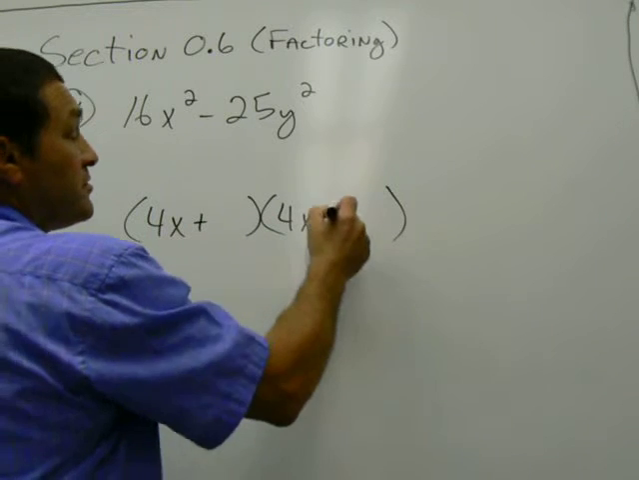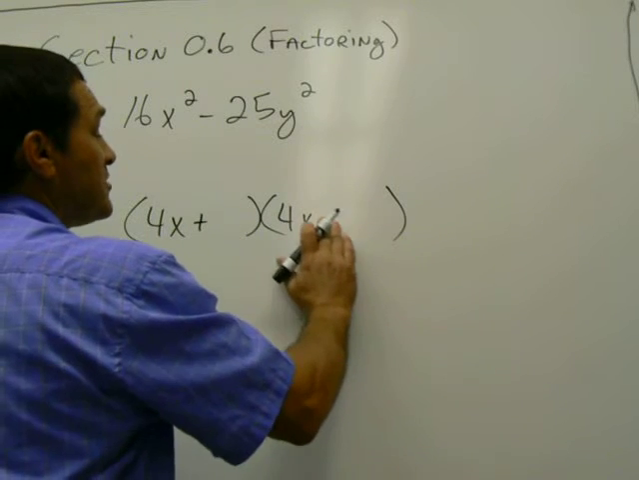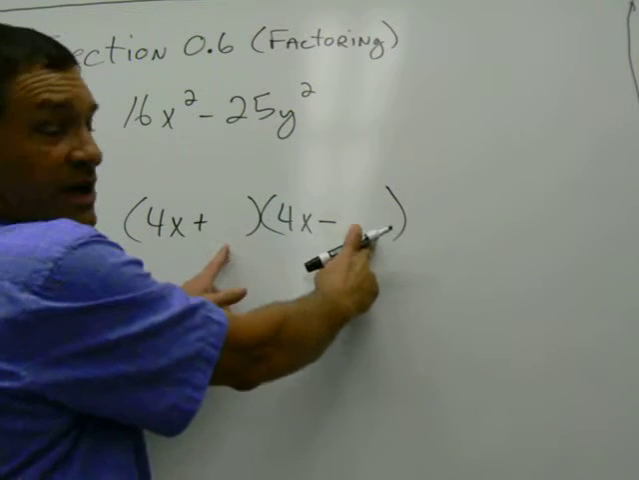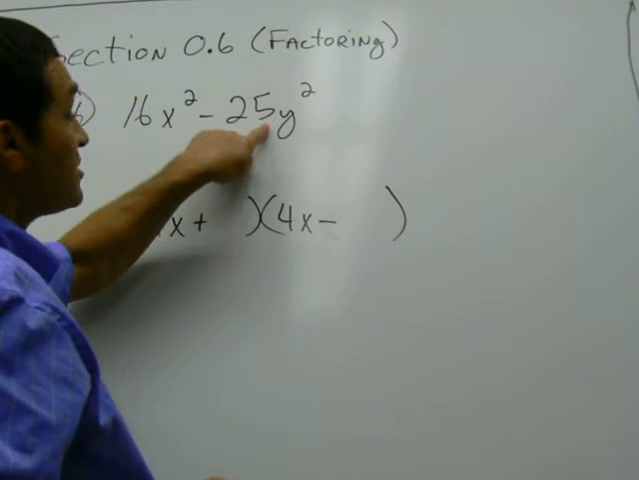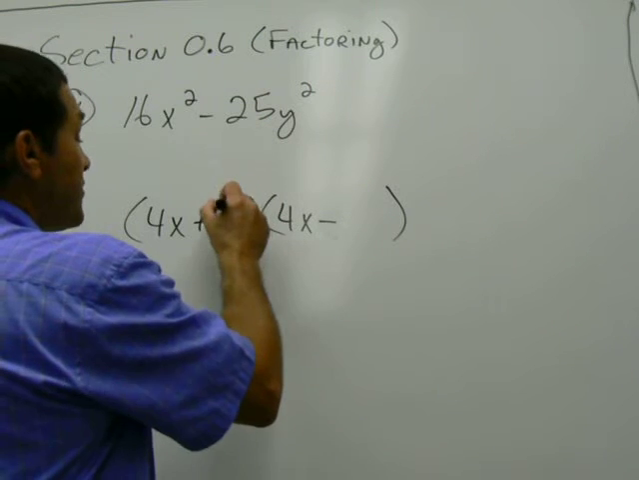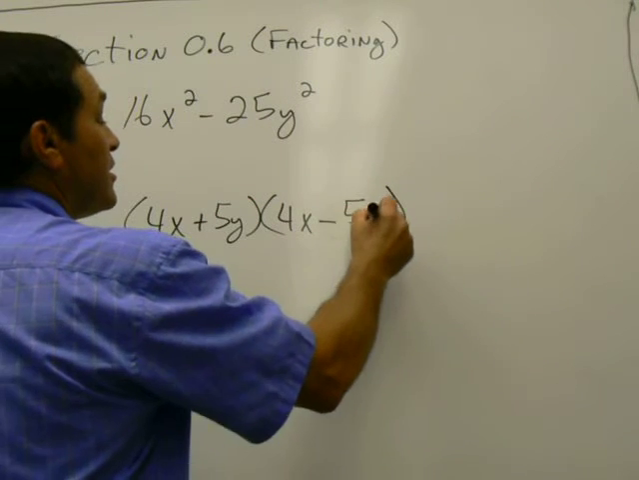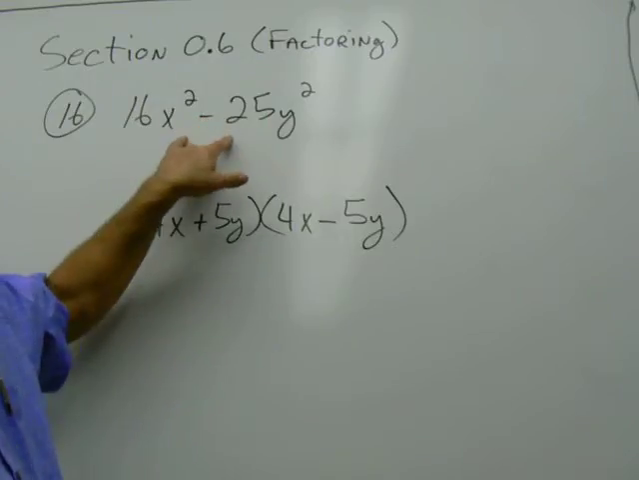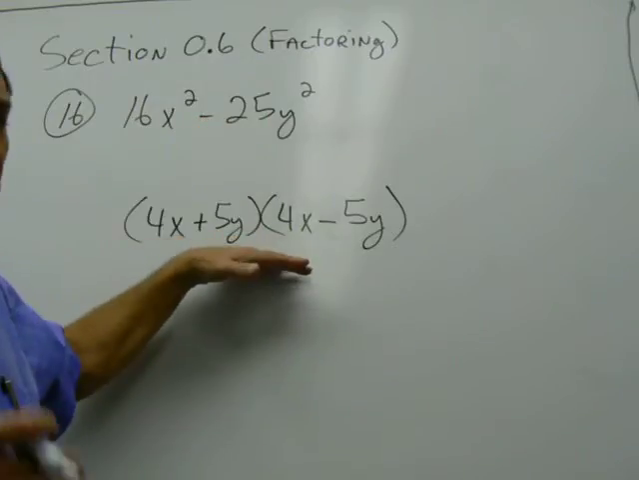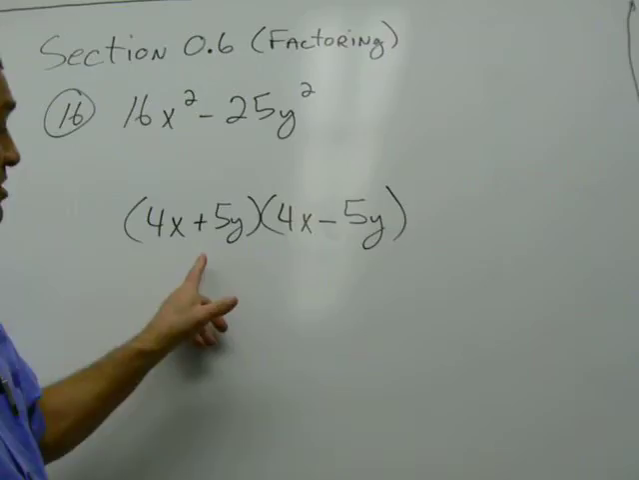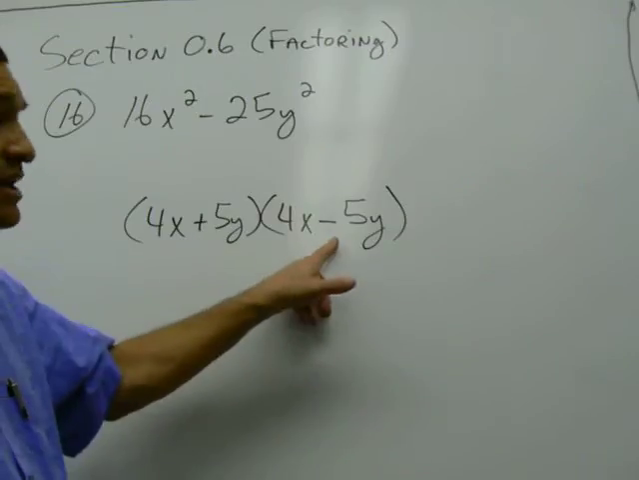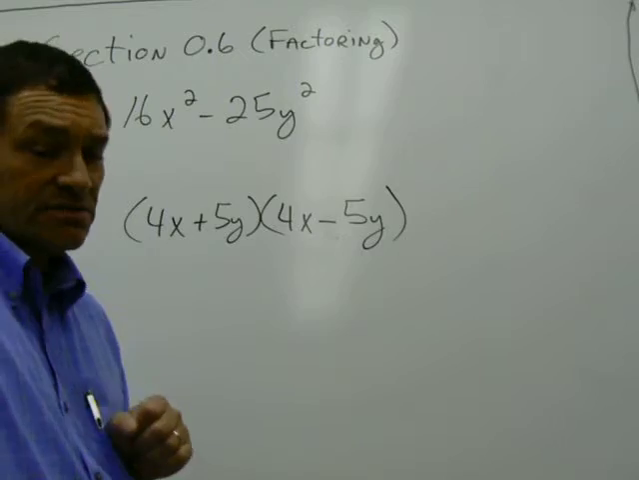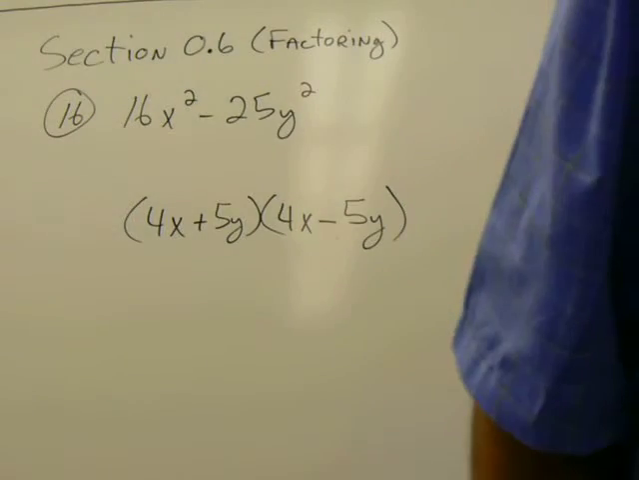One of the binomials is going to be a sum, a plus sign. The other is going to be a difference. And what goes right here is the square root of this term, if it's a perfect square, which it is, 5y and 5y. So whenever you see a difference of two perfect squares, that's one of the easiest things to factor. It factors to its corresponding binomial sum and difference with the square root of each term. And that's number 16. Next, we will work number 28.